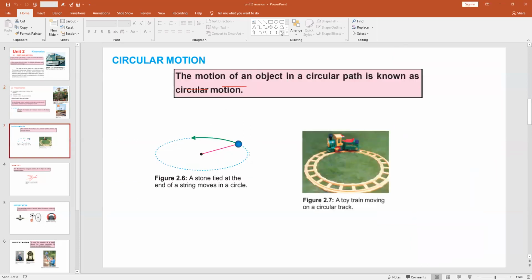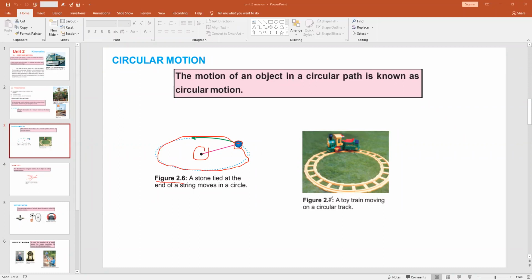Then we have circular motion. As you see from its title, if objects are moving in a circular path, we can say that these objects have a circular motion, right? If you consider figure 2.6, you just have to take a stone and tie it with a string, any kind of thread or rope. If you are standing over here and you move your stone, it will move in a circular path. So this stone has a circular motion, right?